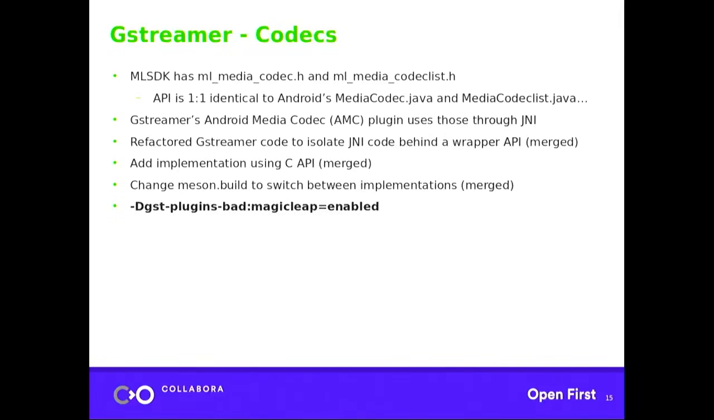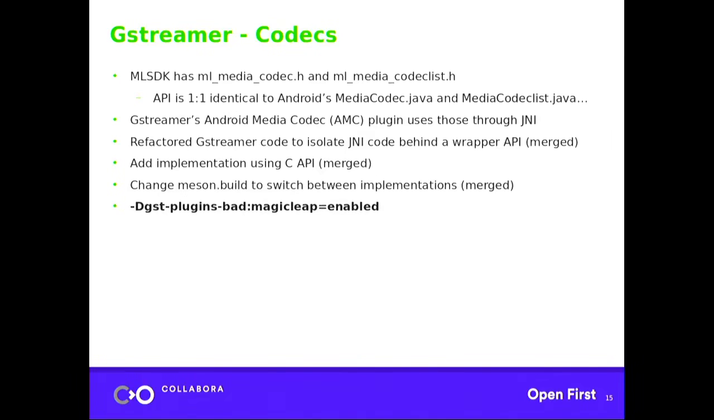Yeah, so for the codecs part, of course, you want to use the codecs from the platform. You don't want to use software decoders. So if you look inside the public SDK, you will find MediaCodec and MediaCodecList. And if you open them, it's really surprising. You actually have exactly the same API as the Android Java API. They just translated it to C, and it's exactly the same API.